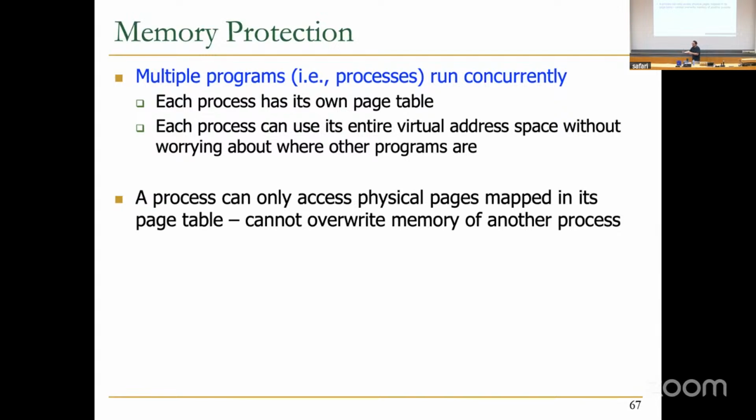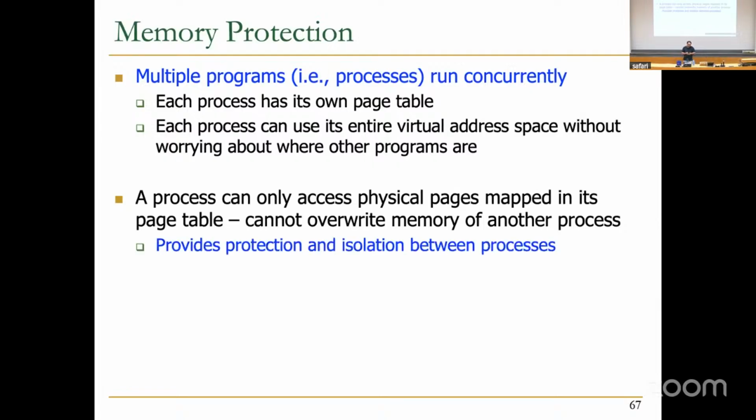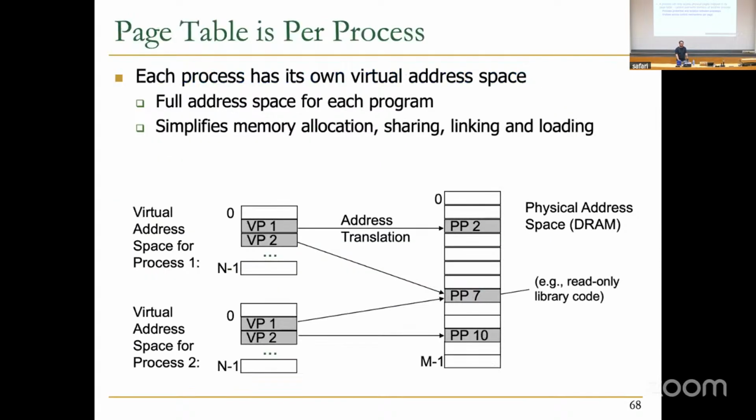It cannot, for example, overwrite the memory locations or the memory of another process because it does not have access to the page table of another process. This provides protection and isolation between processes and enables access control mechanisms per page. So given a page table, we can figure out whether we have permissions over a specific page.